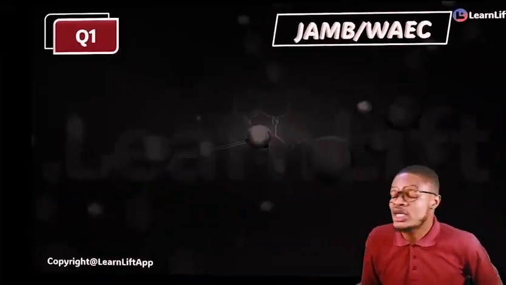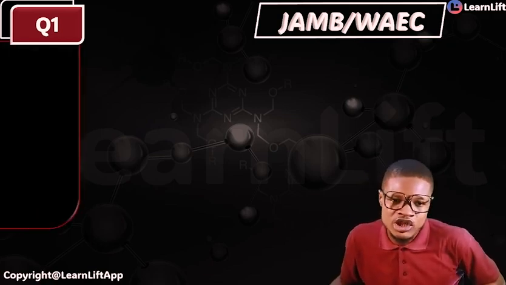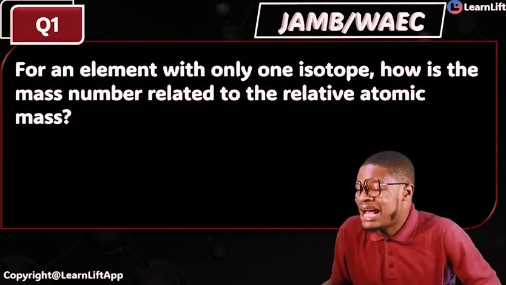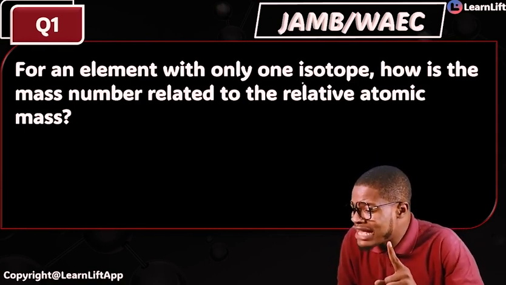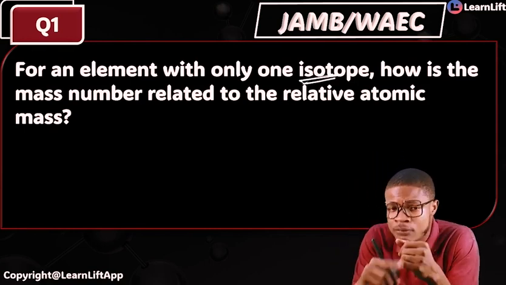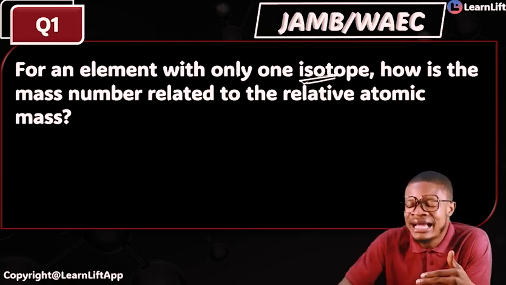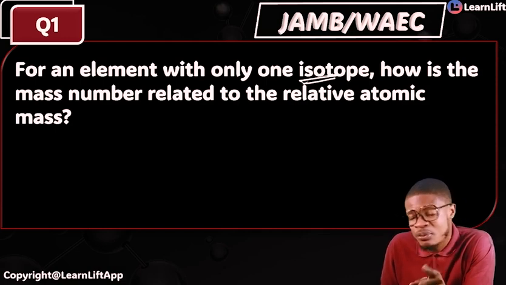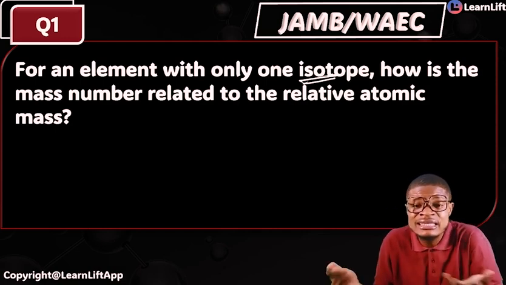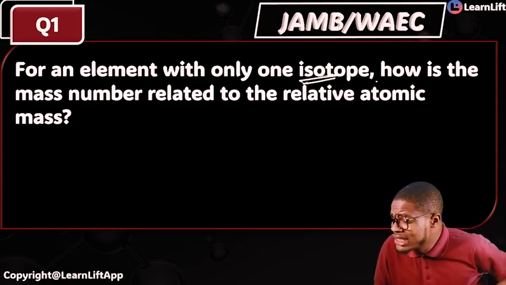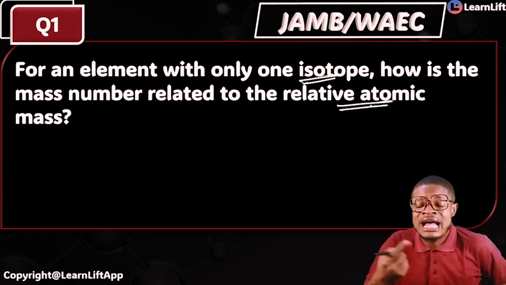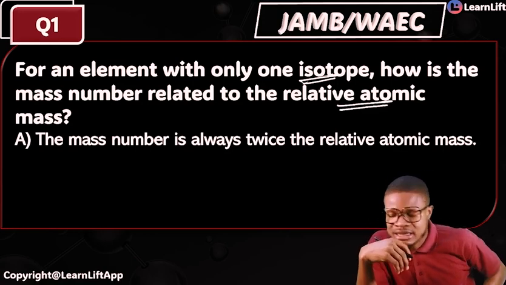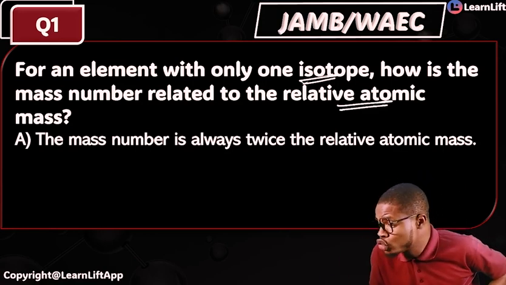Here is a popular JAMB and WAEC question. It says, for an element that has only one isotope, how is the mass number related to the relative atomic mass? If you have just one isotope, they are the same thing. It means mass number is the same thing as the relative atomic mass. Look at option A: mass number is always twice the relative atomic mass. It's not true.